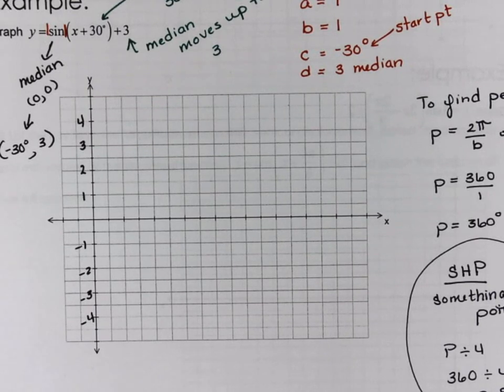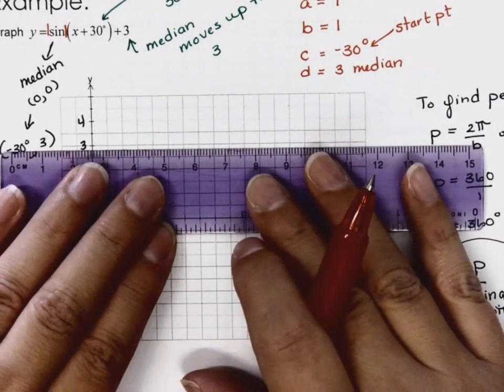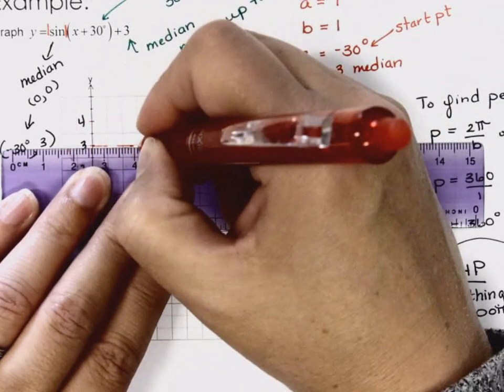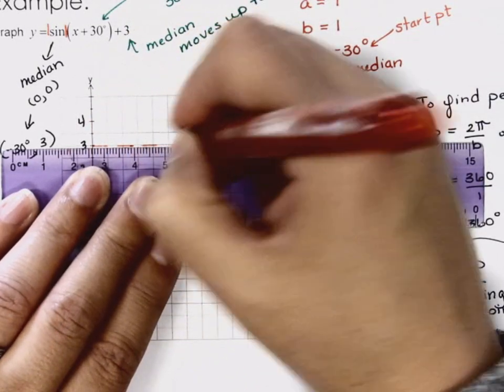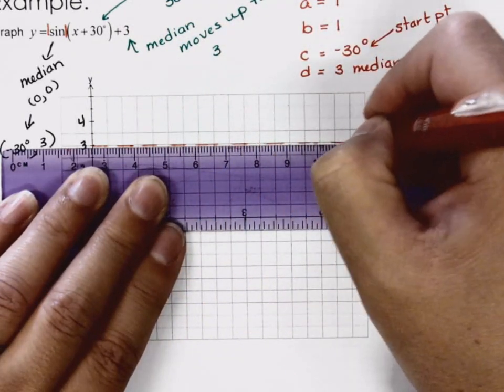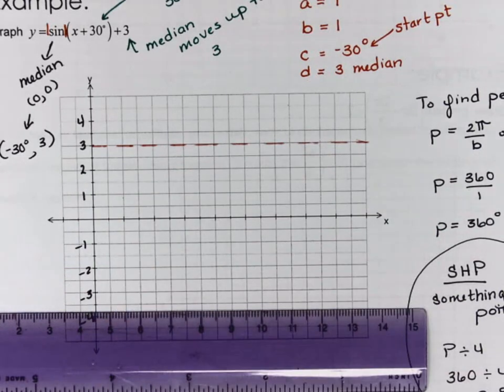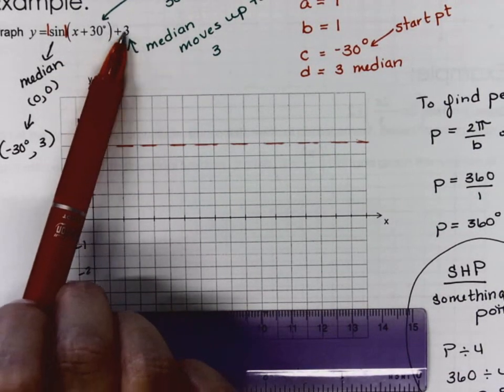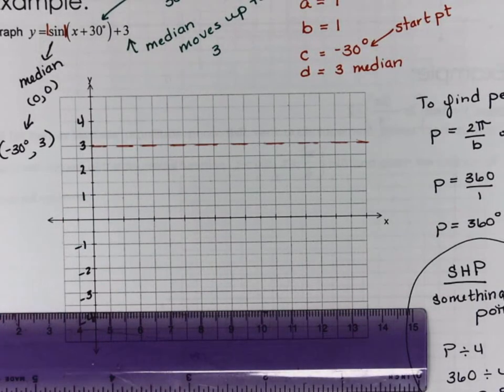Okay, this is where I'm going to use my erasable pen. I find this super helpful, and you might not like it. It has to be a dashed line if you use it, because it doesn't actually exist. I'm going to drop that median on there. This tells me where my median is. So my median is at 3. What's my amplitude? 1. So from my median, I'm going to go up 1 or go down 1.